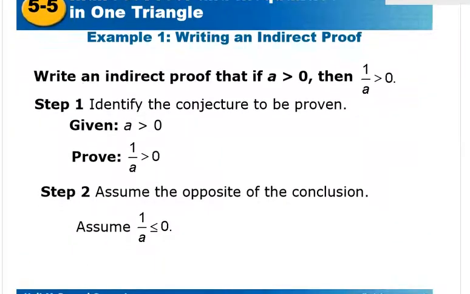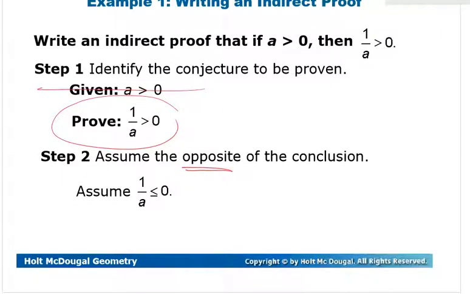Okay, so write an indirect proof for this. A is bigger than 0, therefore 1 over a is greater than 0. So we're going to ignore our given. We're ignoring it. We're trying to prove this. So in an indirect proof, we're going to assume the opposite. What is the opposite of 1 over a greater than 0? Well, 1 over a is less than or equal to 0. That would be the opposite. This is the opposite. Now let's see if that's actually true.